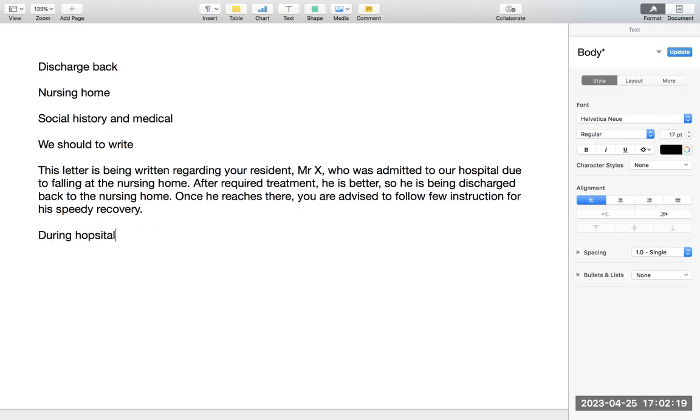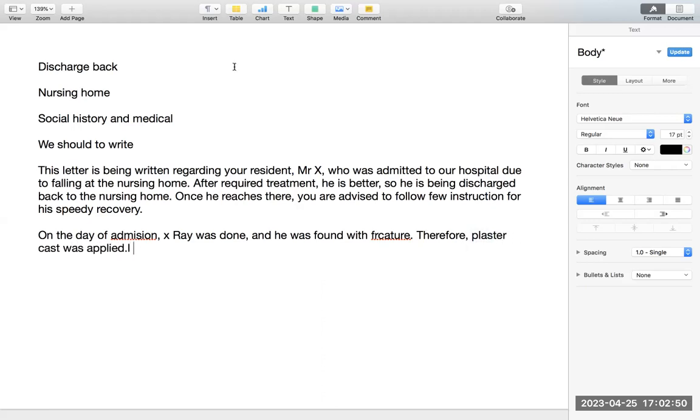The second paragraph would be during hospitalization. On the day of admission, an x-ray was done and he was found with a fracture because he fell down over there. Therefore a plaster cast was applied. So this is a kind of letter which is repeated in OET.